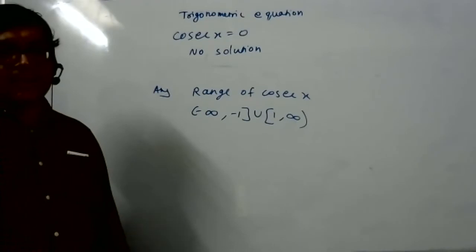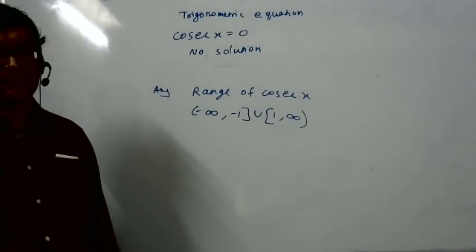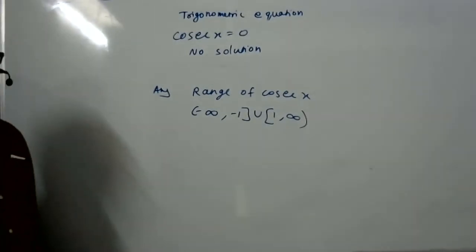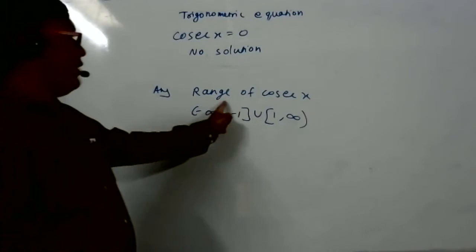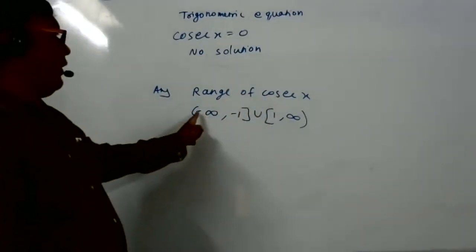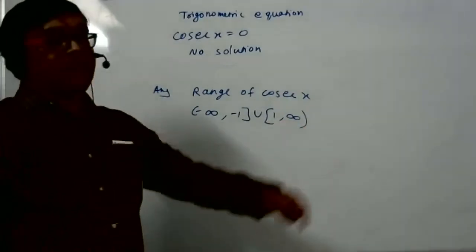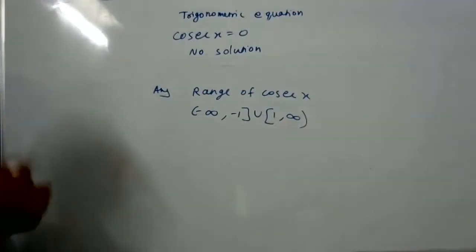Are you sure, or shall I teach more? Understood, sir. Because the range of cosecant x, the answer of cosecant x, is from minus infinity to minus 1 and 1 to infinity. Between minus 1 and 1, no answer. Never will you get an answer.